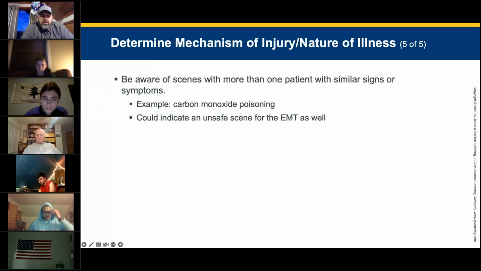Be aware of scenes with more than one patient with similar signs or symptoms. For example, carbon monoxide poisoning. Carbon monoxide poisoning, the signs and symptoms you're going to see are flu-like symptoms. So if you respond somewhere and you've got 3 or 4 patients that are all exhibiting the same symptoms, you should be asking why. Why are these patients all sick? What could be going on here? And are you putting yourself and the other responders in danger by entering a scene like that?